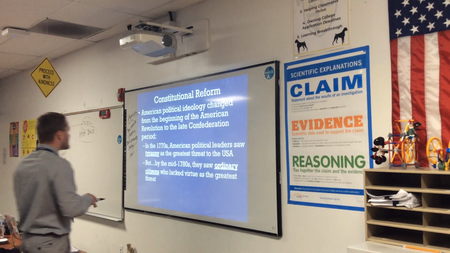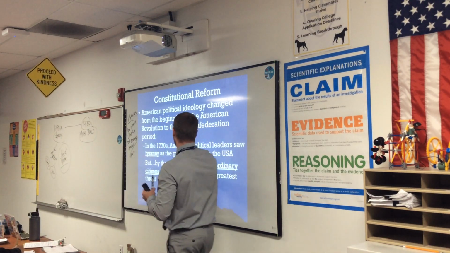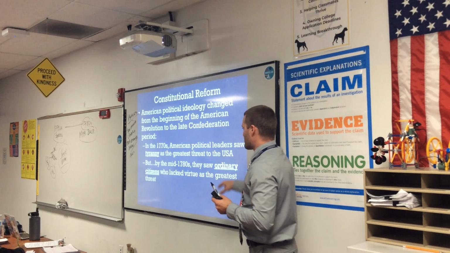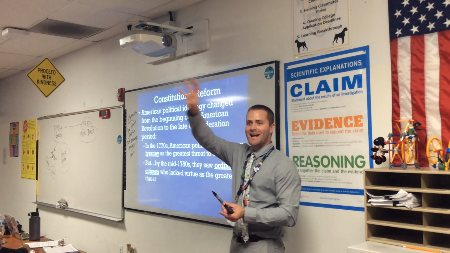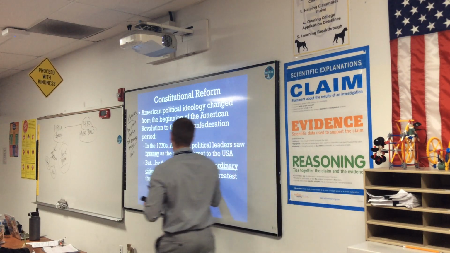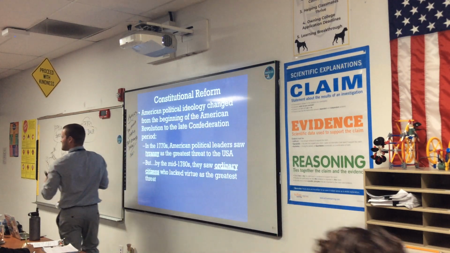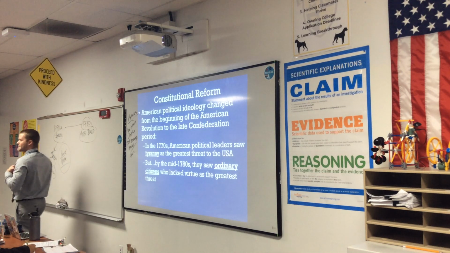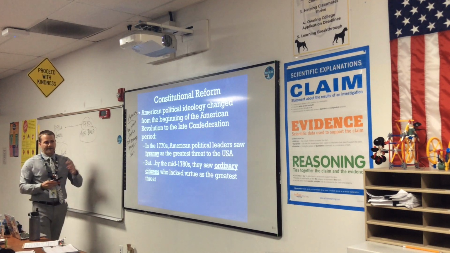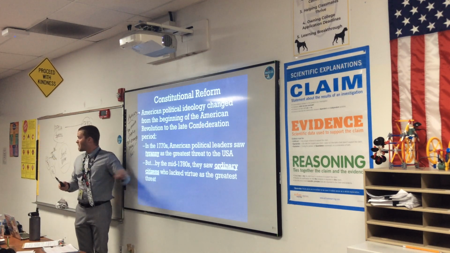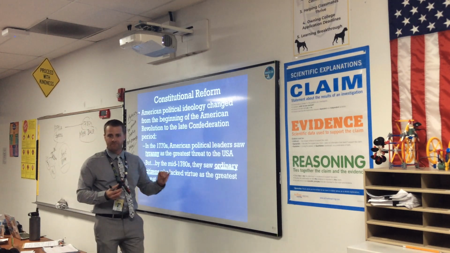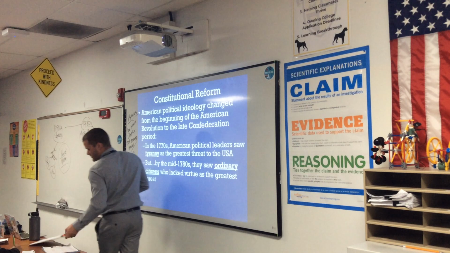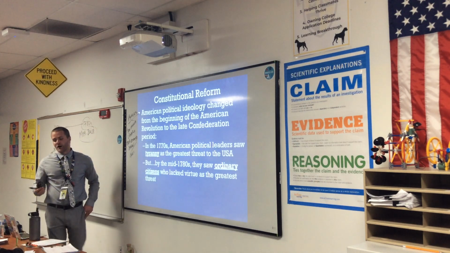So in the 1770s, American political leaders see tyranny as the greatest threat. But by the mid-1780s, literally 9 years later, they've gone all the way the other direction. Ordinary citizens, everyday people, the people like you, the people like I, who have no virtue, no ability to think bigger than just themselves, are seen as the greatest threat to society. So my question asks you, how do they evolve?